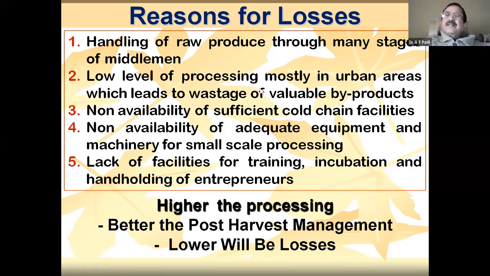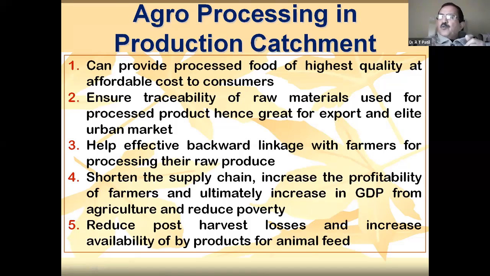Now, what are the advantages of putting up the industry in the production catchment? It can provide processed food of the highest quality at affordable cost to consumers, because those are small scale industries. We have seen the price of 100 rupees a liter for a juice. If the small scale industry fellow gives juice of similar quality at 50% of the price, definitely people are going to buy it from him. That way, consumers can get it at an affordable cost.